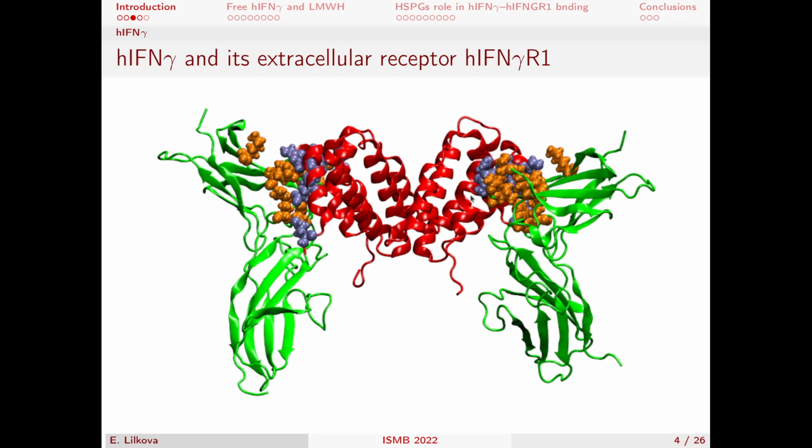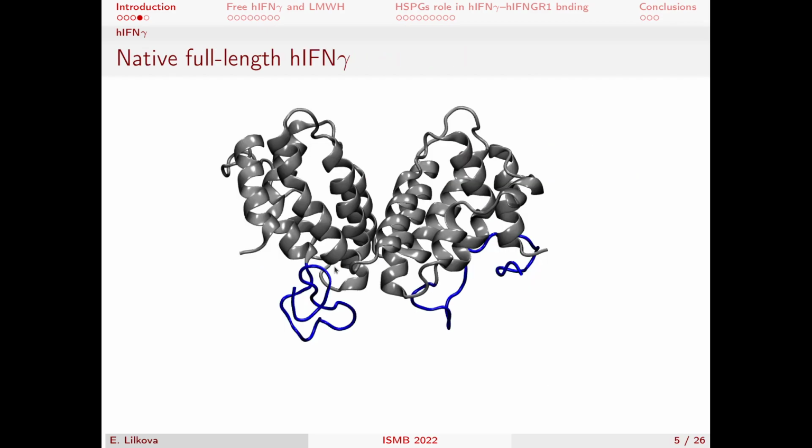This is the crystallographic signaling complex, which lacks information about the positions of the highly flexible and negatively charged C-terminal tails of the interferon gamma homodimer. These C-terminal tails are extremely important because they affect dramatically the binding affinity of the cytokine to its cellular receptors. So we added them, reconstructed them, we folded them using long-scale molecular dynamic simulations, and this is the final structure that we use as input in our further studies. The C-termini here are shown in blue ribbon.